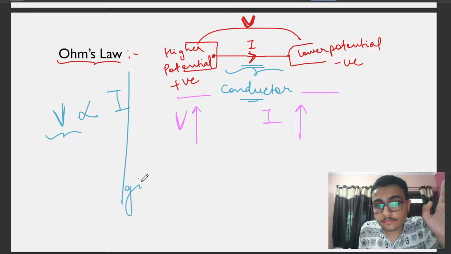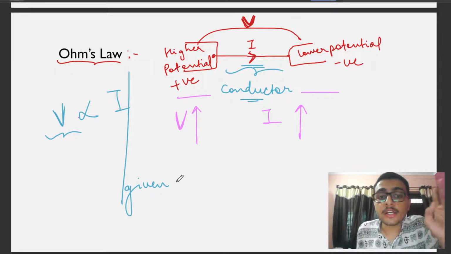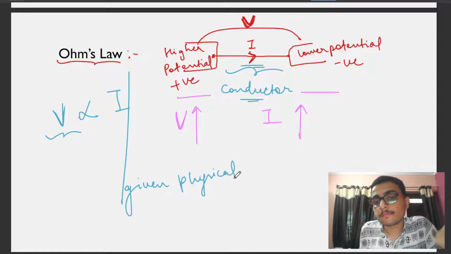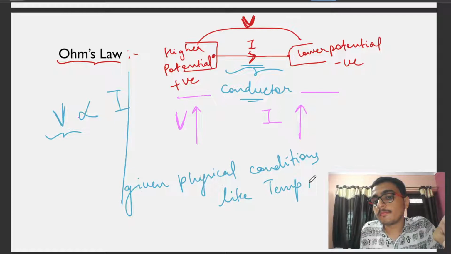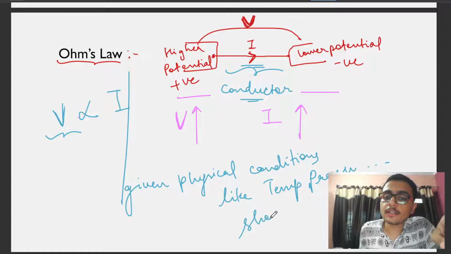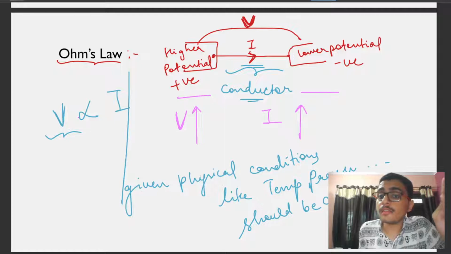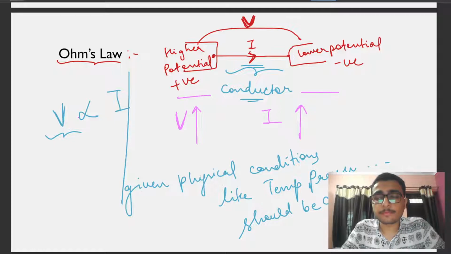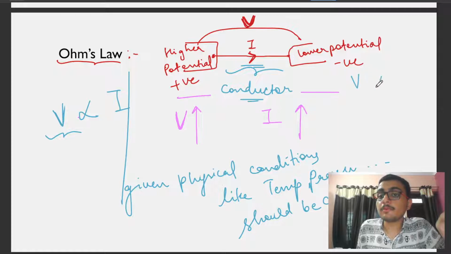Given he had some physical conditions, like temperature, pressure, etc. should be constant. Temperature should not change. If temperature changes, current and voltage things would not work properly. Okay, that also we will study, but for the time being, V is proportional to I.